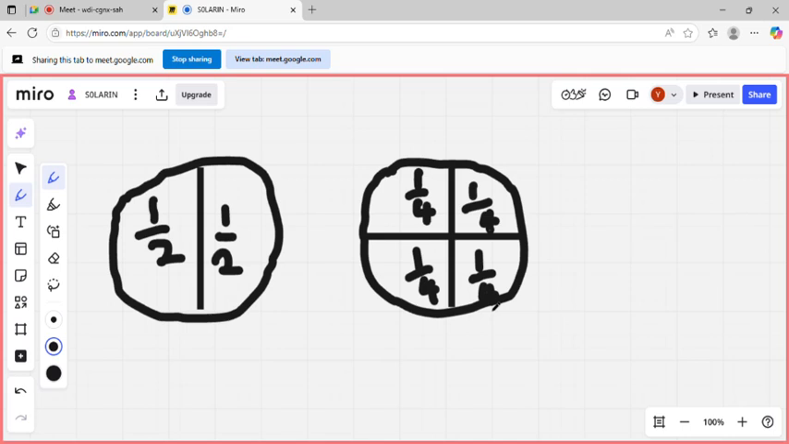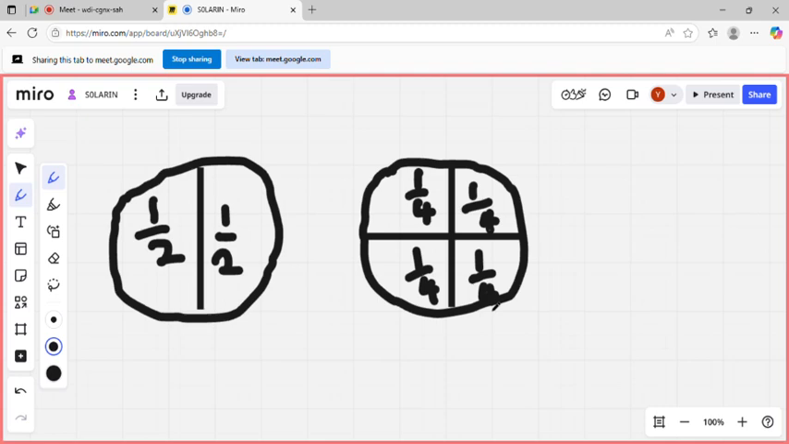So this is the meaning of fractions: dividing the whole into equal parts. You can see I've divided the whole into equal parts, and this is what it means to be a fraction. Once a whole is divided into smaller, equal parts, it is known as a fraction. So these are examples of fractions. Remember, a fraction means dividing a whole into smaller parts.